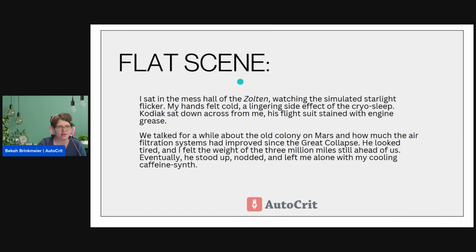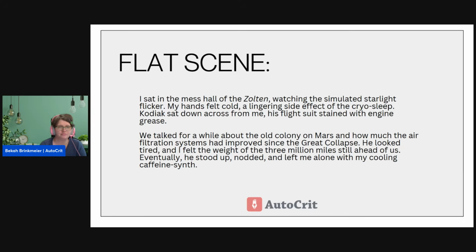This is a very flat scene, so I'll read it for everyone. It says, I sat in the mess hall of the Zoltan, watching the simulated starlight flicker. My hands felt cold, a lingering side effect of the Cairo sleep. Kodiak sat down across from me, his flight suit stained with engine grease. We talked for a while about the old colony on Mars and how much the air filtration systems had improved since the Great Collapse. He looked tired, and I felt the weight of the 3 million miles still ahead of us. Eventually, he stood up, nodded, and left me alone with my cooling caffeine synth.